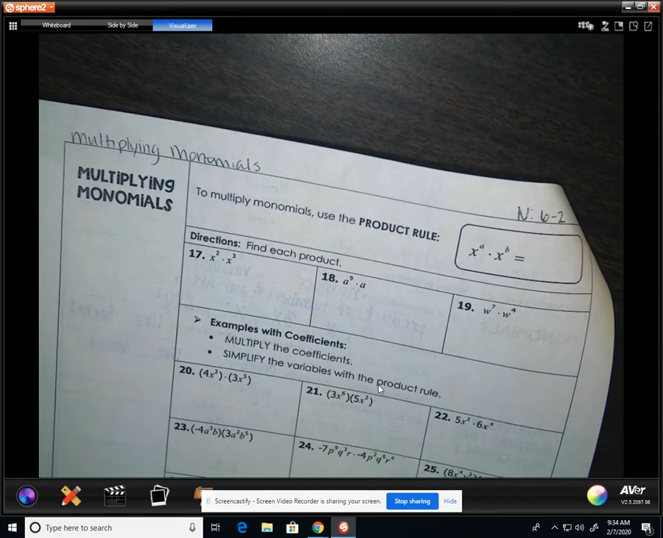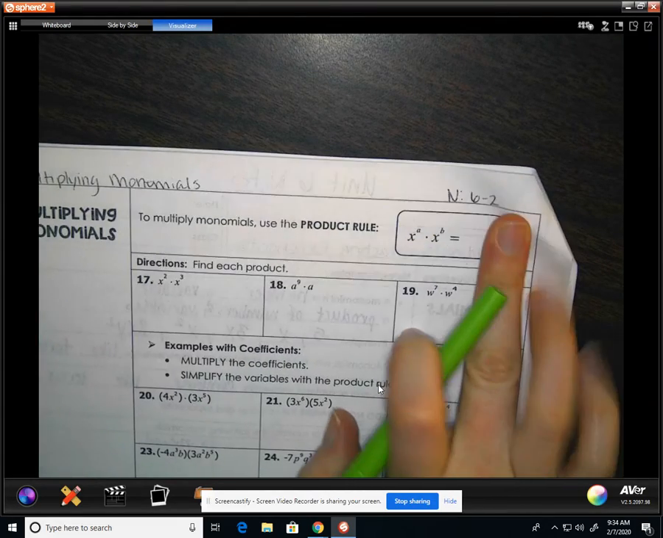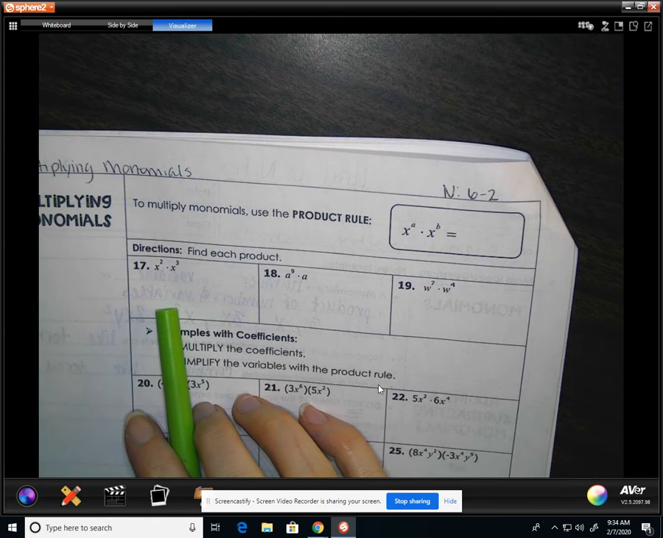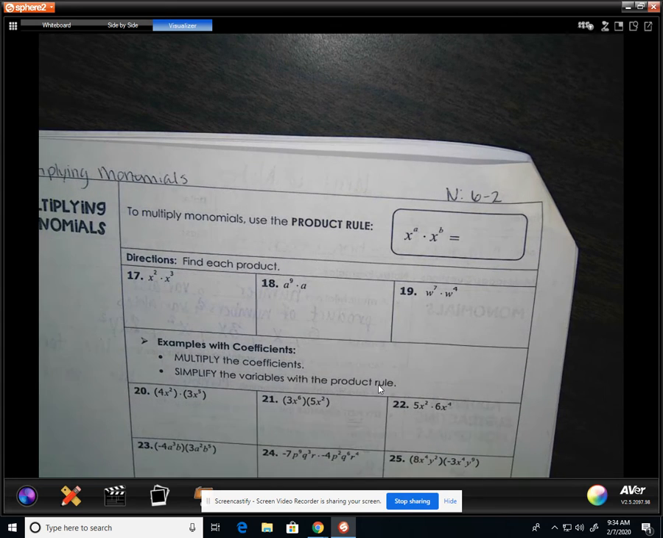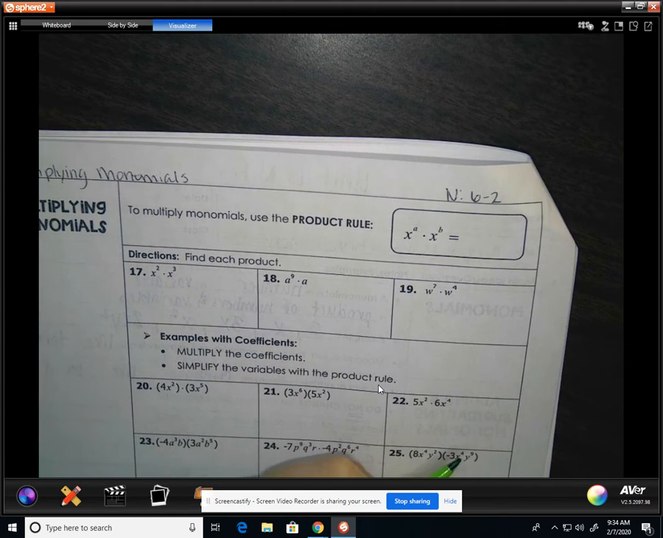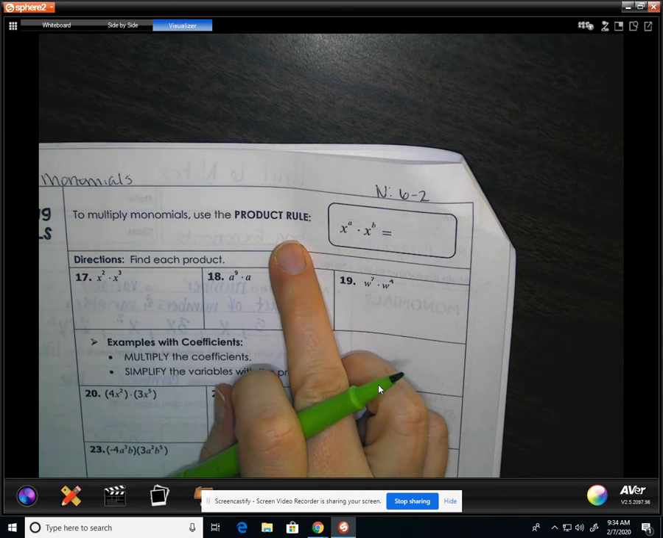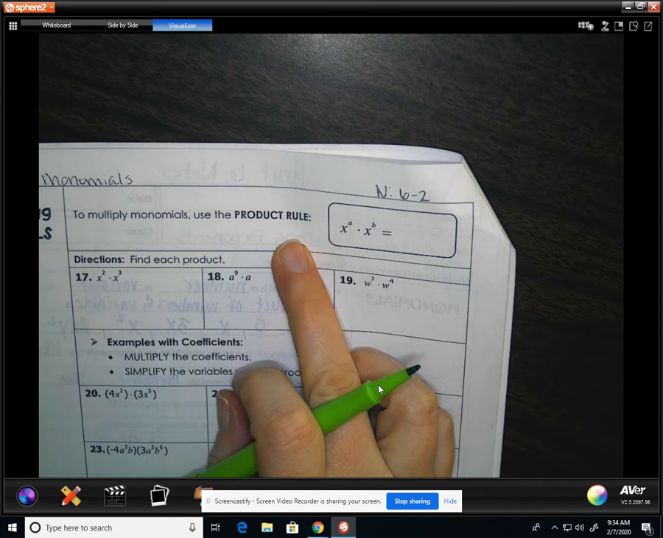Right, now we are on multiplying monomials, which is note 6-2. And if you notice, they start with number 17 because 6-1 and 6-2 were originally together and we split it up. So for multiplying monomials, we're going to use what's called the product rule. Now this rule is on your formula chart, so it's something that's given to you for the STAR test, so it's not something you need to memorize.